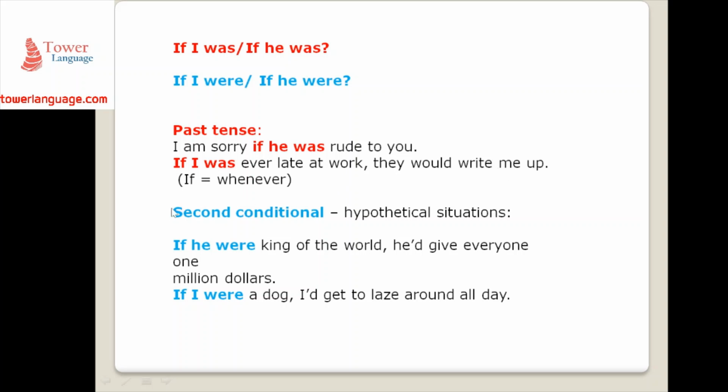But actually, in the second conditional, because these are hypothetical situations, almost impossible, we just want to emphasize that these situations are hypothetical, and then instead of was, we use were. If he were king of the world, he would give everyone $1 million, but he isn't. And if I were a dog, I would get to laze around all day, but I'm not a dog, I'm a human. So this is totally impossible. I just want to emphasize that fact. This is why we use were instead of was in these situations.